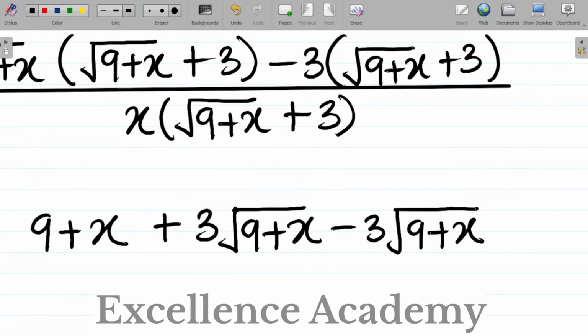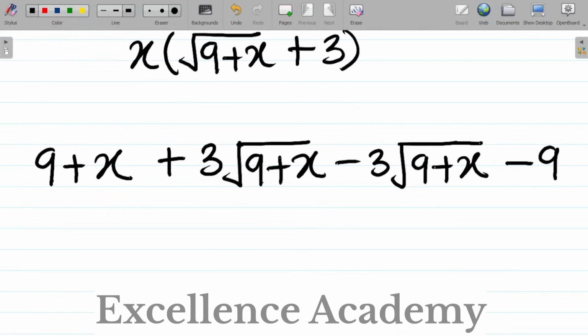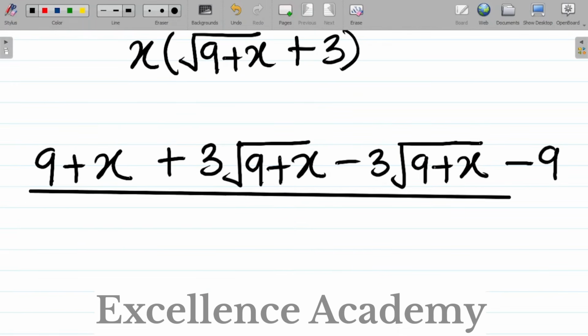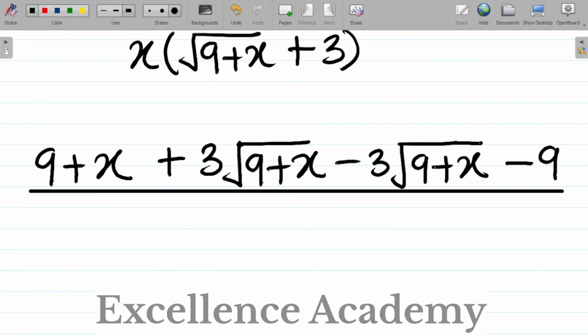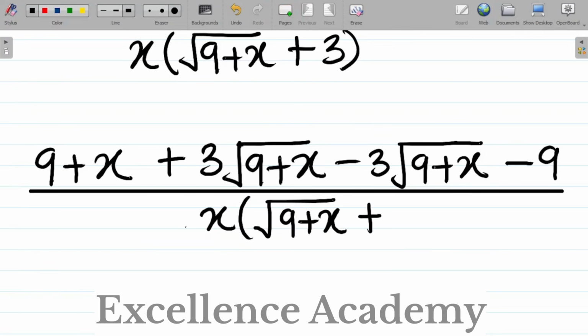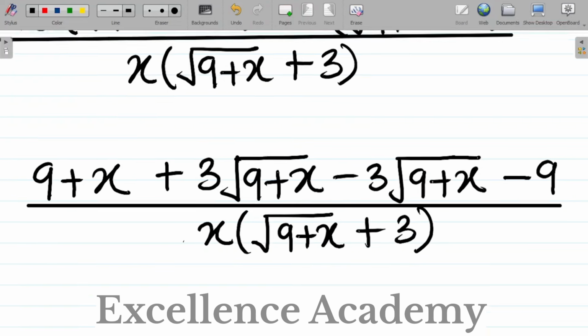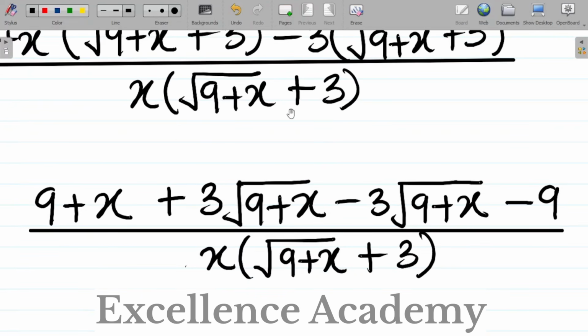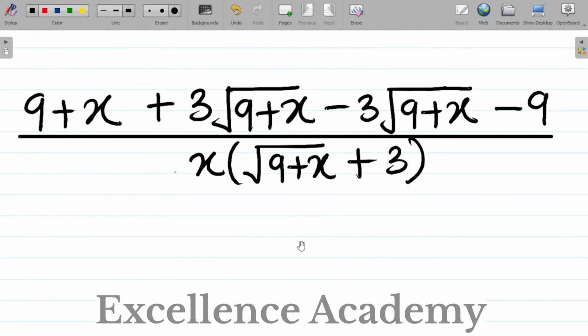Then finally you have minus 3 times plus 3. Minus 3 times plus 3 gives you minus 9. We have this, all divided by the denominator. Here I have x into root 9 plus x and then plus 3. For the denominator, the advice would be do not expand. Don't expand this. I will tell you why I said you should not expand, but for now please take note that you should not expand the denominator. I will tell you why much more later.